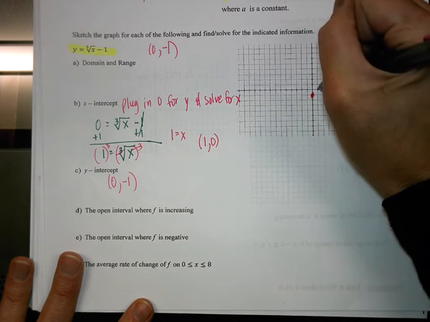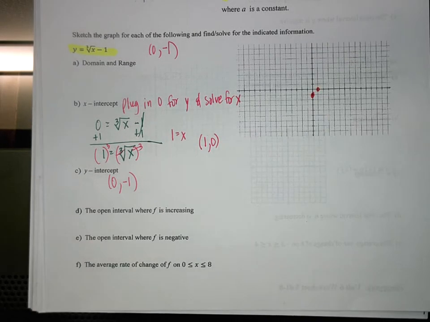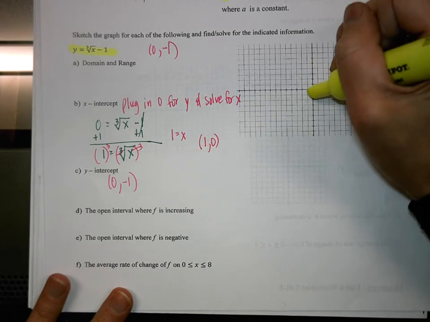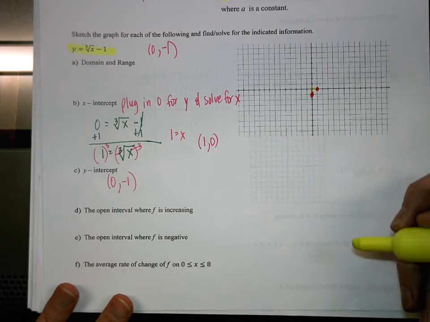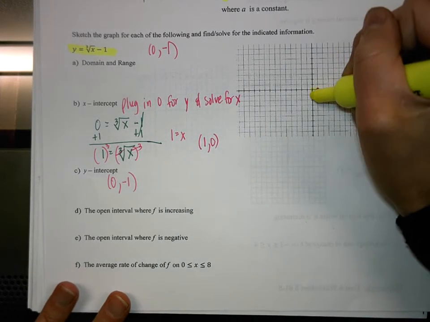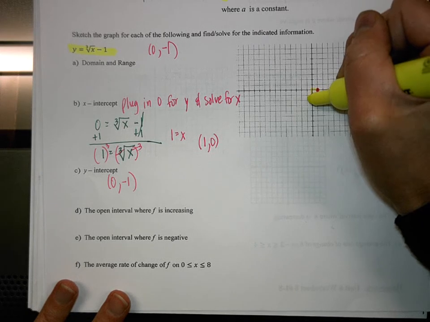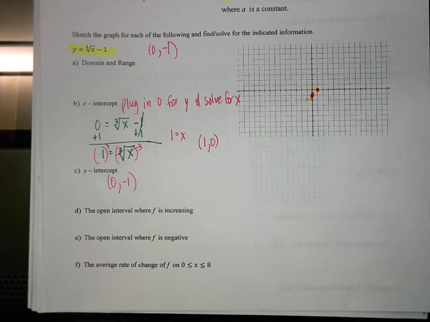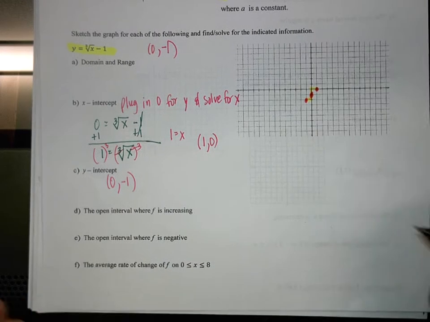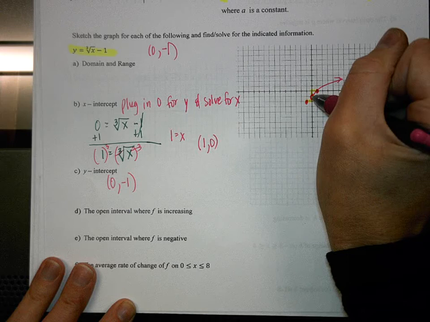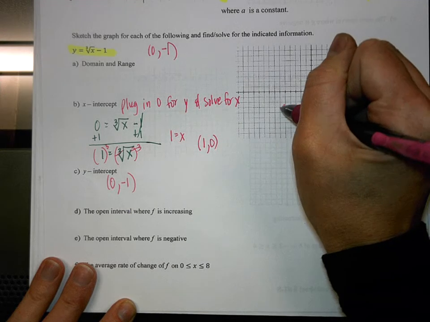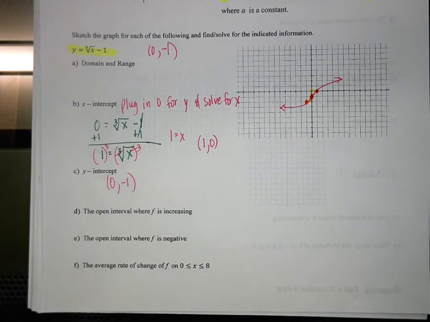So (1, 0) is this point right here. If you notice, from my starting point to that point, it went up 1, right 1. To get the other portion of the graph, we do the opposite: down 1, left 1, and I would get this point. We also know that this one is going to curve up and over, and this one curves down and left. And that is how my cube root function should look.